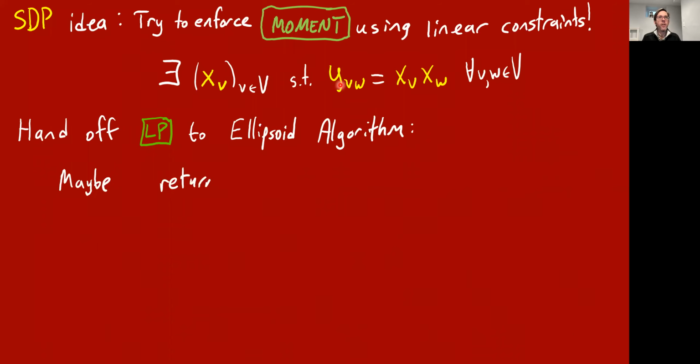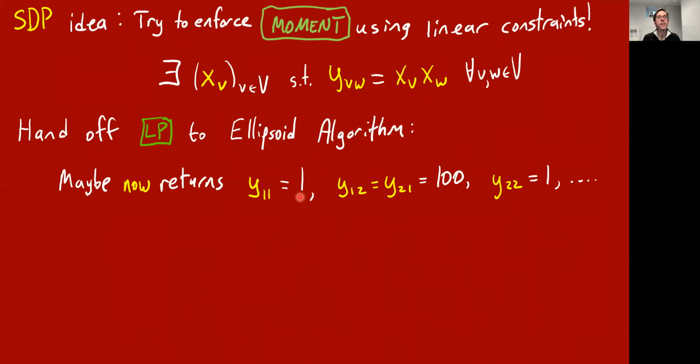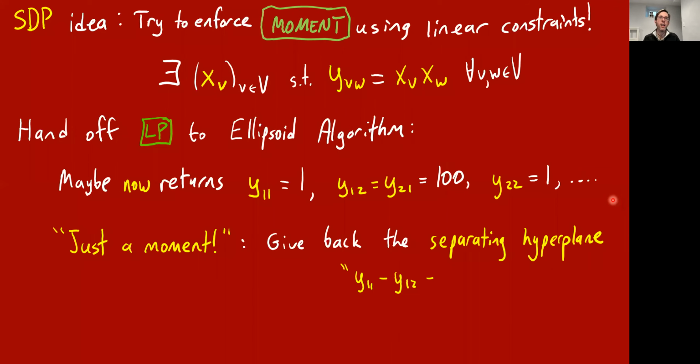Okay, so maybe you hand that off to the ellipsoid algorithm, and maybe now it comes back and says, "Okay, I have a new solution for you. Y11 is 1 in my solution, and Y12 and Y21 are 100, and Y22 is 1, and so on." And you say, "Well, just a moment, ellipsoid algorithm. I forgot to tell you a constraint on the y's: Y11 minus Y12 minus Y21 plus Y22 should be non-negative." That will force the ellipsoid algorithm to revise its solution, because 1 minus 100 minus 100 plus 1 is not non-negative.